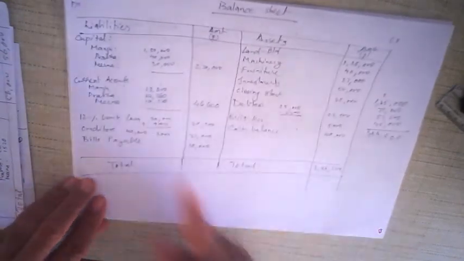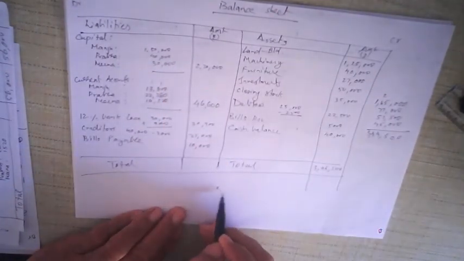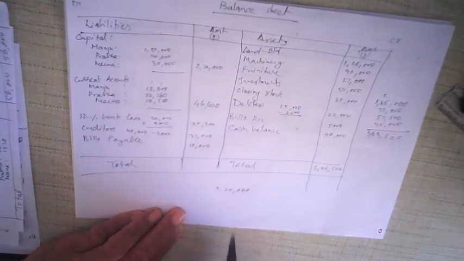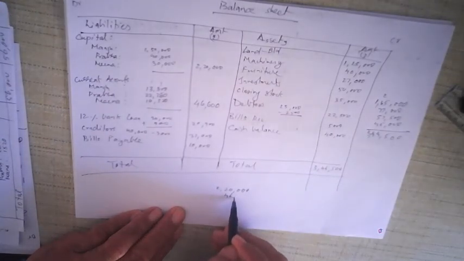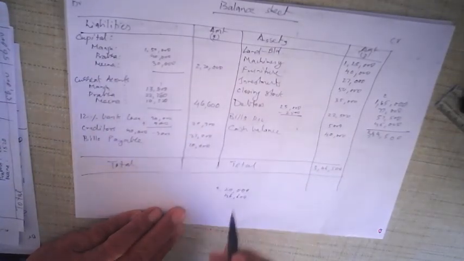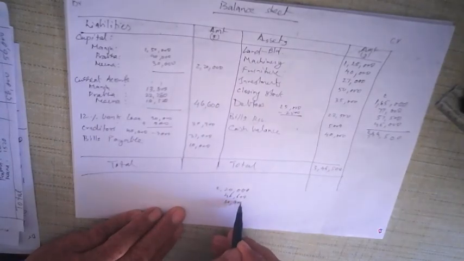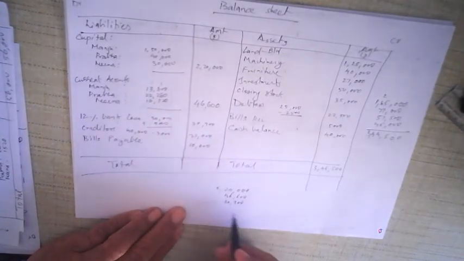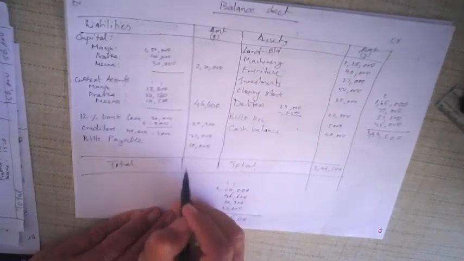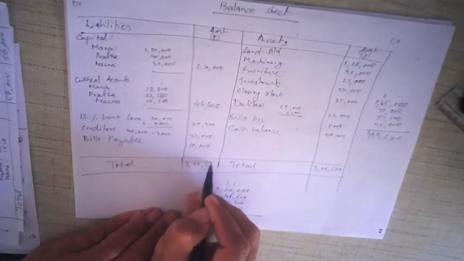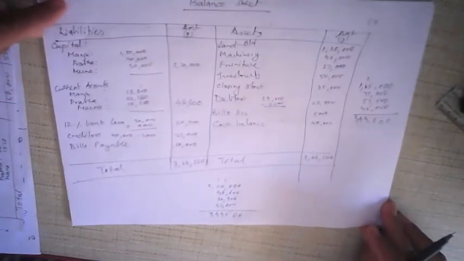Now let us see on this side. 2,20,000 plus 46,600, 30,900. Then 37,000 plus 10, 47,000. Now let us see here. 6 and 9, 15, 7 and 7, 14, 7 and 10 and 14, 3,44,500. Now you can see there is no mistake in the balance sheet.